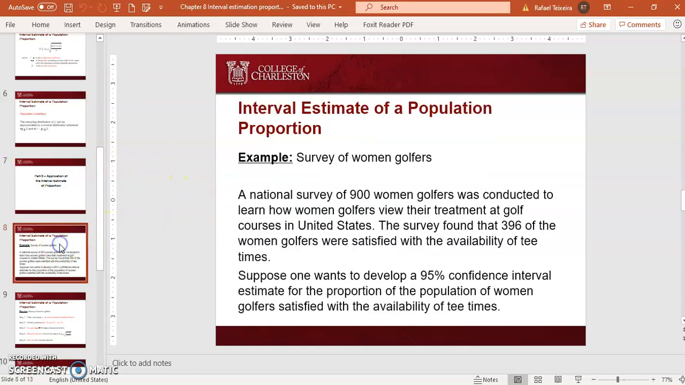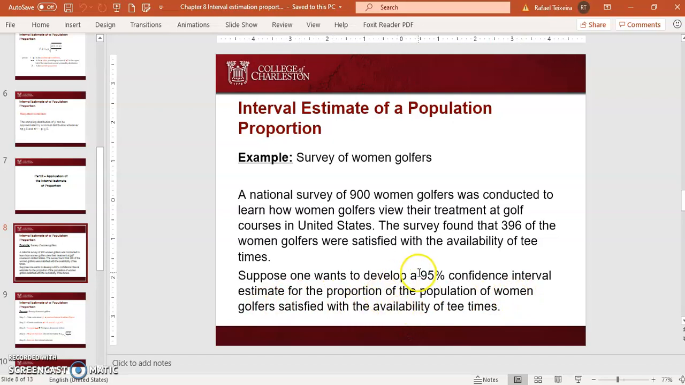So let's take a look at one problem. We have a survey of women golfers. A national survey of 900 women golfers was conducted to learn how women golfers view their treatment at golf courses in the US. The survey found that 396 of the women golfers were satisfied with the availability of tee times. Now, suppose one wants to develop a 95% confidence interval estimate of the population proportion of women golfers that are satisfied.